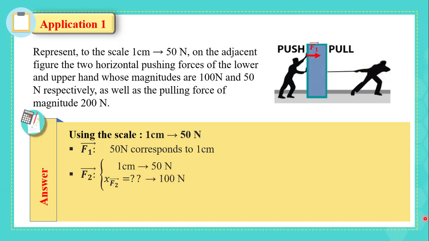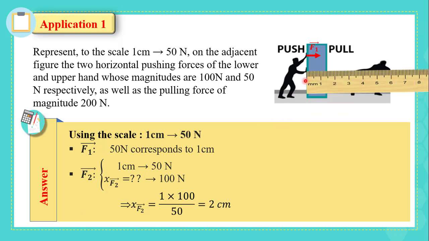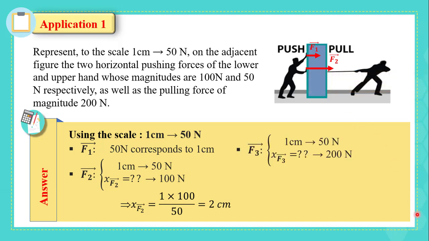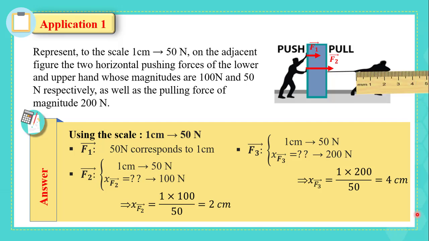Now, F2 is of magnitude 100 Newton. Then applying the cross multiplication method, each 1 cm corresponds to 50 Newton. Then the length of F2, whose magnitude is 100 Newton, is equal to 100 divided by 50, which gives us 2 cm. Now, using a ruler, we draw the second force F2 exerted by the lower hand of length 2 cm. Similarly, F3 is of length 4 cm, and also using a ruler we draw F3 of length 4 cm.